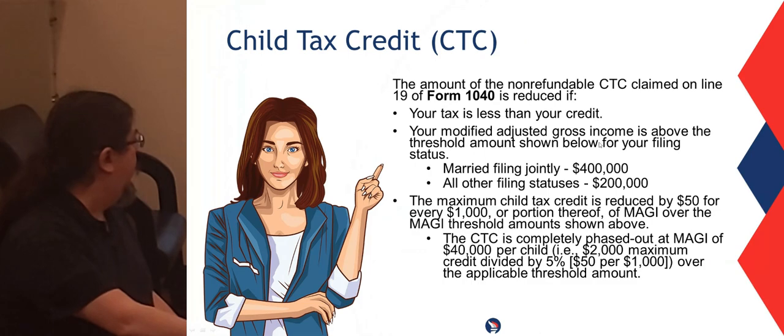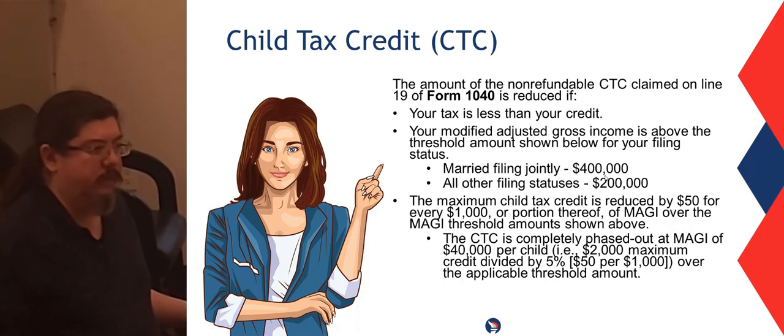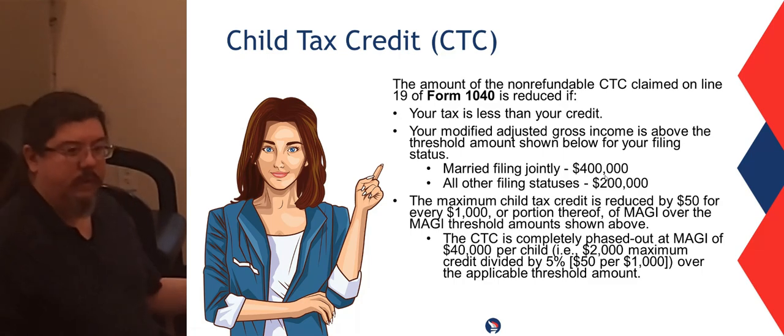Okay, here's where the child tax credit may be reduced. So we only have a few clients in this high income range. If you're married filing jointly and your income is over $400,000, or any other filing status and your adjusted gross income is over $200,000, then your child tax credit, and this is your total credit, not your credit per child, but your total credit is reduced by $50 for every $1,000 or portion thereof that your income exceeds that threshold.